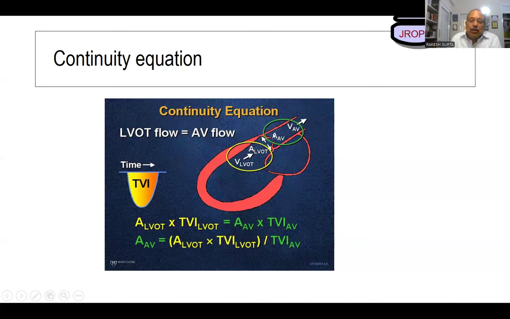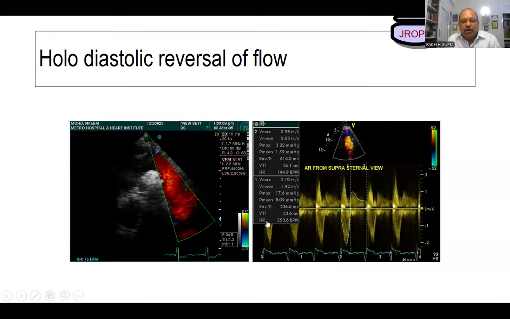Now we need to know the area of the aortic valve, but we know the VTI. We switch over to continuous wave Doppler in 3 or 5 chamber view and we get a VTI. If we divide area at LVOT into VTI of LVOT by aortic valve VTI, we will get the area of the aortic valve. Let's show how we do it.